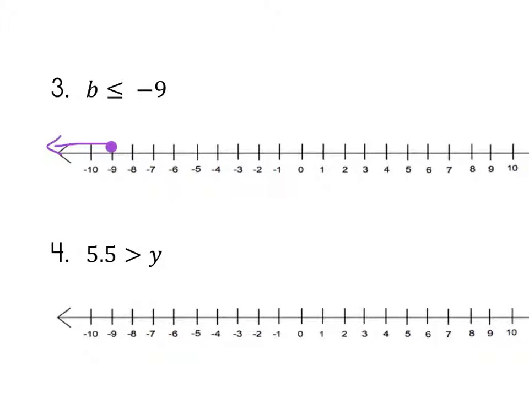Now some of you might remember this trick where you turn it into an arrow. And you can see that these two arrows actually match up. This will only work if the variable's on the left. That's why I emphasize that so much.